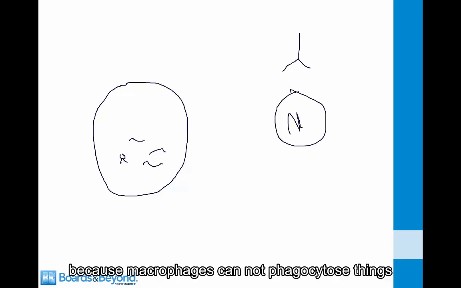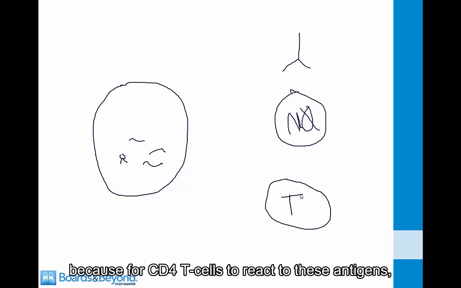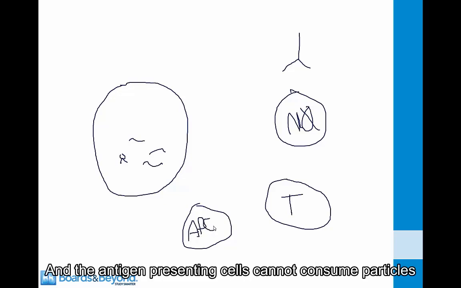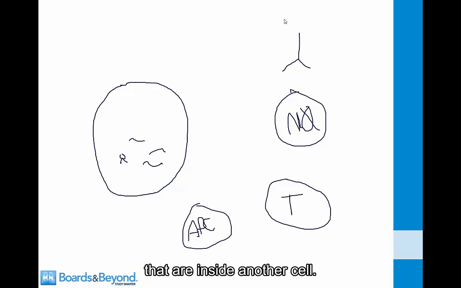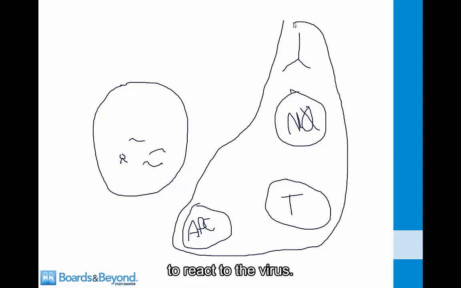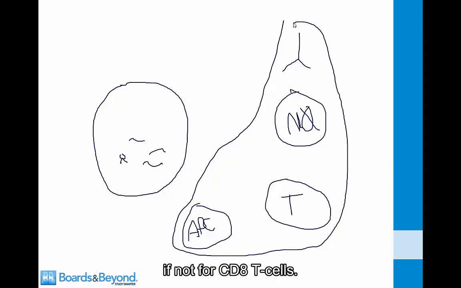Macrophages could not reach it because macrophages cannot phagocytose things that are inside a cell. And the CD4 T cells could not react to it either because for CD4 T cells to react to these antigens, they have to first be consumed by an antigen-presenting cell, and the antigen-presenting cells cannot consume particles that are inside another cell. So all these elements of the immune system would be unable to react to the virus, and it would replicate unimpeded inside of the cell if not for CD8 T cells.